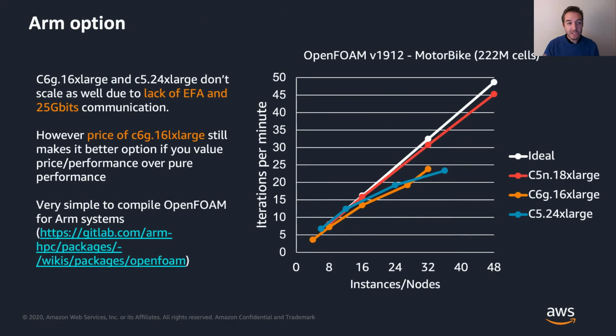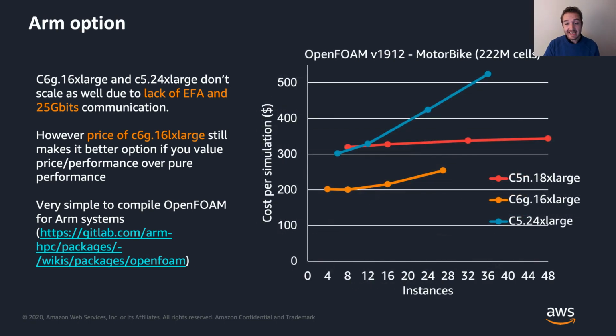But essentially what we saw was that here we have a scaling of a 222 million cell case, so not 4 million, but much bigger. This is like a full industrial size case. And yes, the C5n, the Intel Skylake with EFA, scales out really well. The lack of EFA on the C6G 16xlarge does mean that you don't get as good scaling, although that's similar to the C5 24xlarge that also doesn't have EFA.